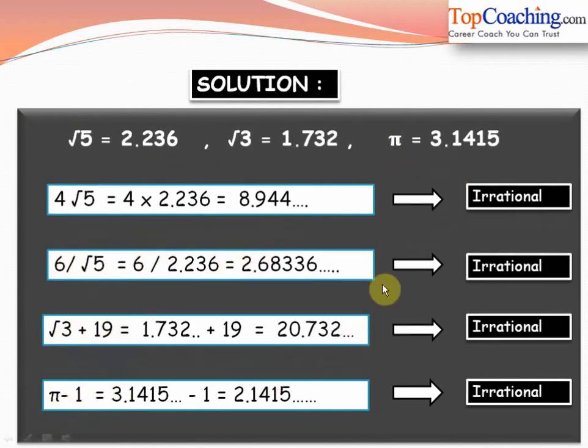Now why are all these numbers irrational numbers? We have earlier seen the property that if we add or subtract, multiply or divide any rational number with an irrational number, the result is always an irrational number. So without even multiplying or dividing or adding or subtracting these numbers, we could have got the result directly. The addition, subtraction, multiplication or division of a rational number with an irrational number is always an irrational number.